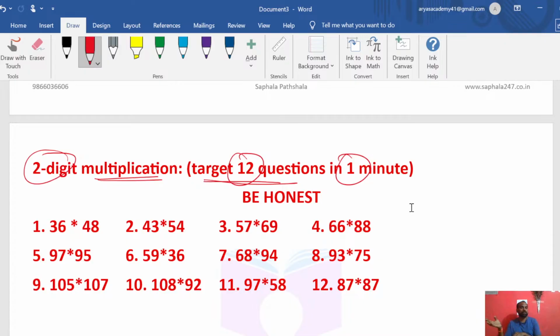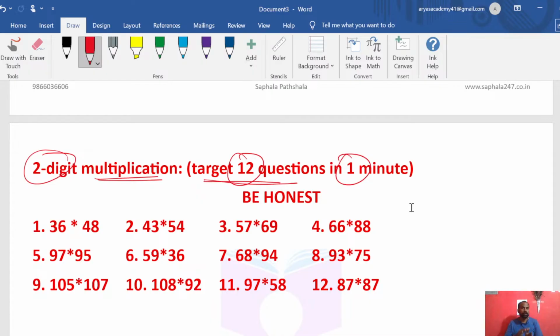If you are better than yesterday, then you are improving, and definitely at some point in time in the future you will definitely get a job. Prasad says he was able to solve 6 questions out of 12 in 1 minute, which is not a bad number at all.